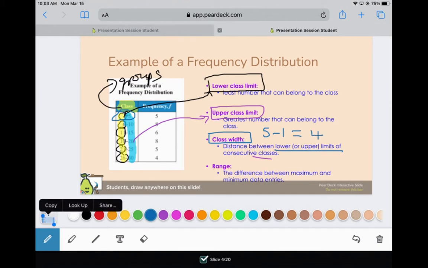I can test for the second one. It should give me the same thing if I test them out. So I can go for the second class, which is 10 minus 6, and that also gives me 4. They should have the same class width for all of my classes. So to find the class width, I'm taking the upper limit, the bigger value, minus the smaller value for each class. If I do the next one, 15 minus 11, that gives me 4 as well. It doesn't matter which one, they should have the same number.